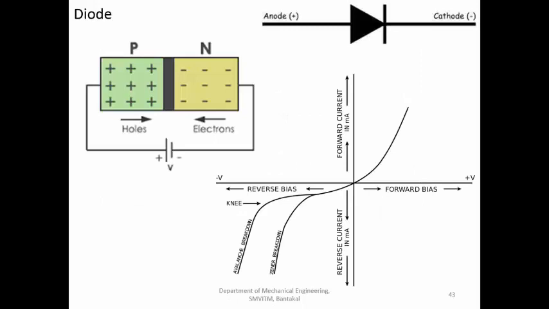The next element is a diode. So all these elements, whatever we are discussing, diode, transistor, triac and thyristor, these are all switching devices, or they are used to control the flow of current that is going in a circuit. So the first element is a diode. Diode is neither a conductor nor an insulator.